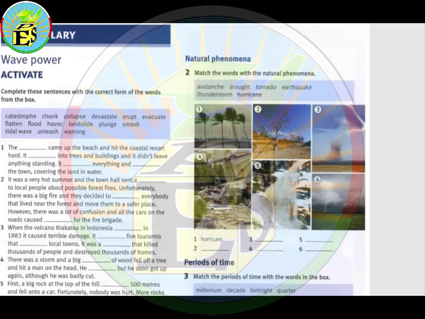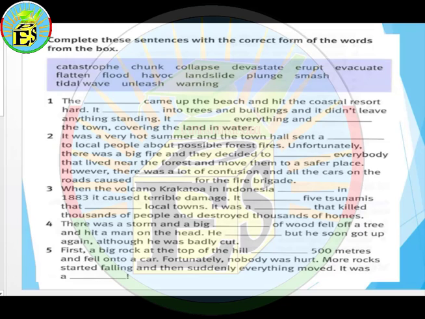Today we will study vocabulary in Unit 8, so please open your students' books, page 68. Vocabulary. Wave power. Activate. Complete these sentences with the correct form of the words from the books. Look here at the books. We have many words. These words we studied last time. Okay, but do you remember their meanings? Okay, let's check them together. Or let's remember them together.